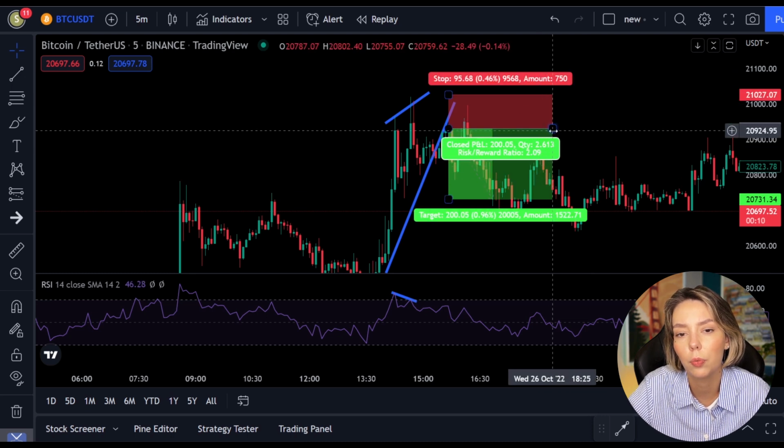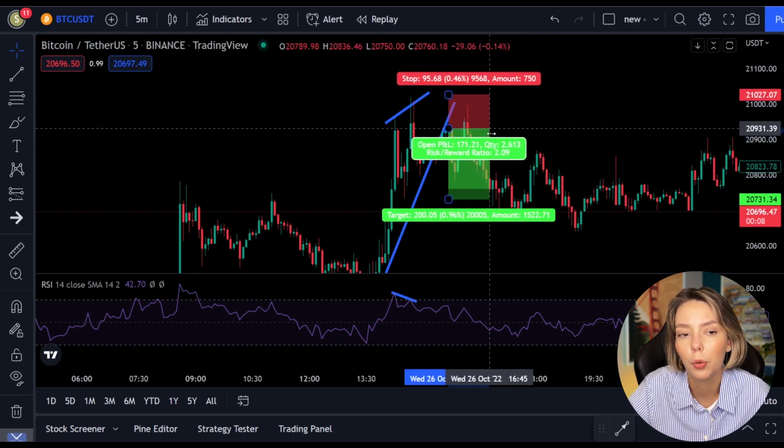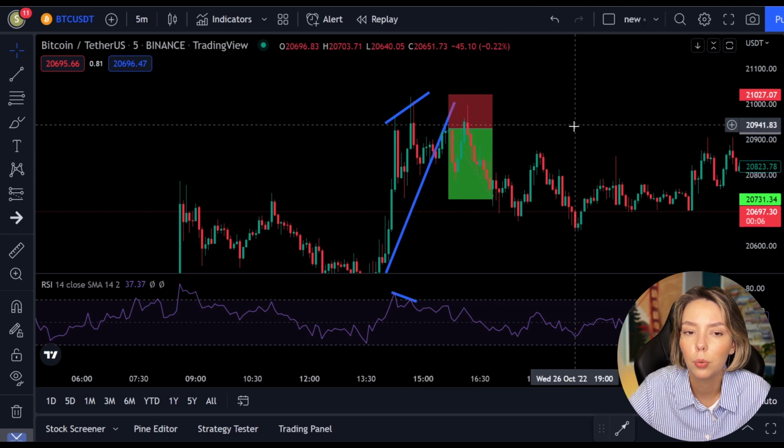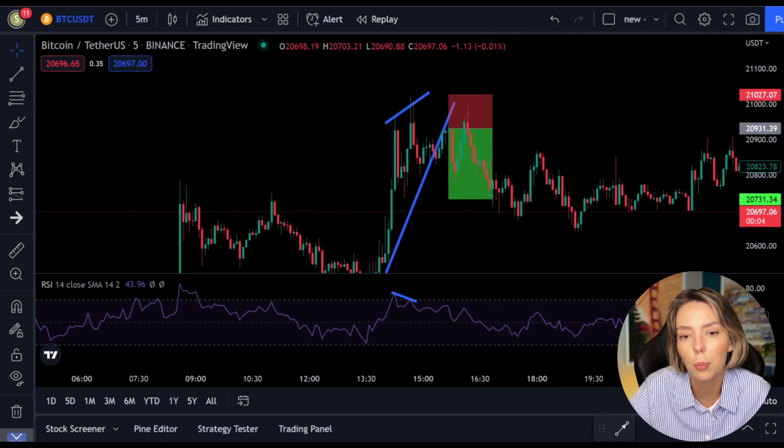With 2 positions we earned 4 times our losses. So suppose you wanted to lose $100 on a stop loss, you would have made $400 with these 2 positions.